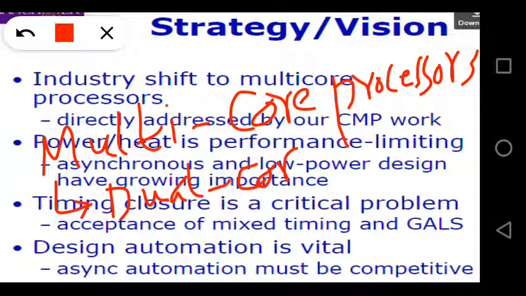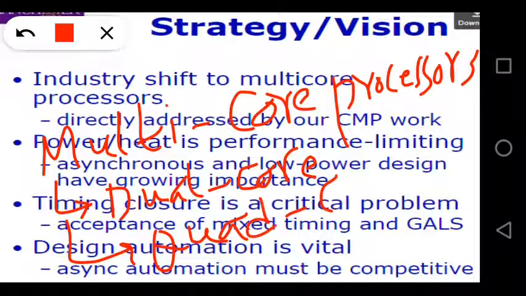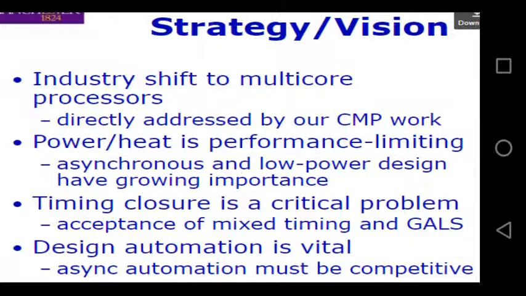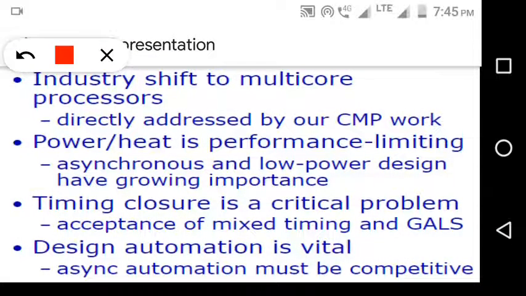For example, I used to have dual core, I used to have quad core, now we are using octa core and hexa core. What are these?